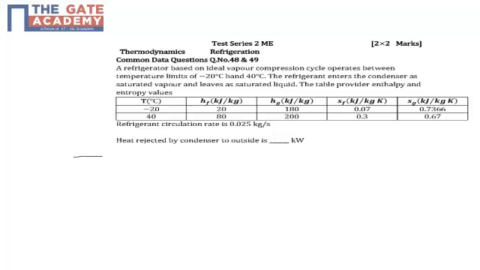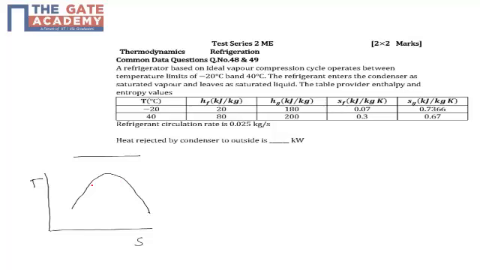Let's discuss a common data question on refrigeration. Let's read out the question. A refrigerator based on ideal vapor compression cycle operates in the temperature limits. So if I happen to draw the TS curve, it basically looks like this, and what is given is that the refrigerant enters the condenser as saturated vapor.